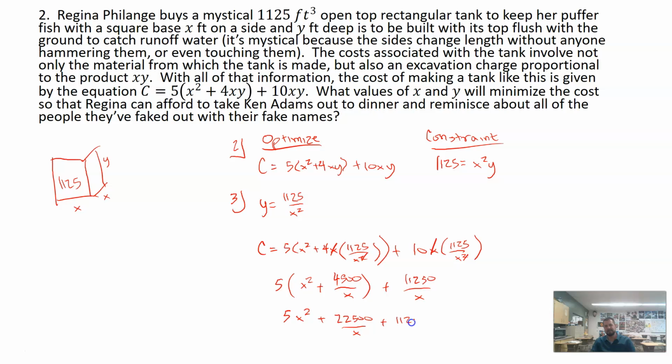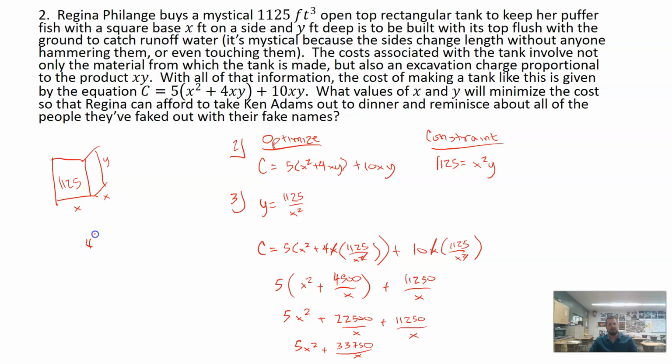plus 11,250 over x. Well, I can add those two together. When I do that, I get 33,750 over x. So this equation is 5x squared plus, I know it's weird in big numbers, 33,750 over x. So now what we need to do for step 4 is we need to take the derivative of that.